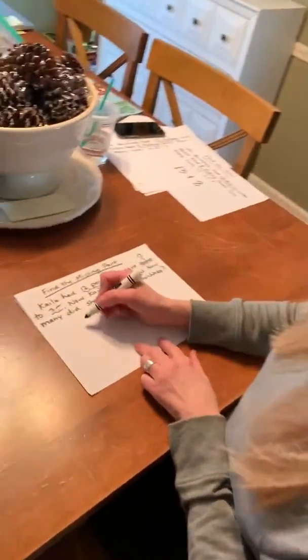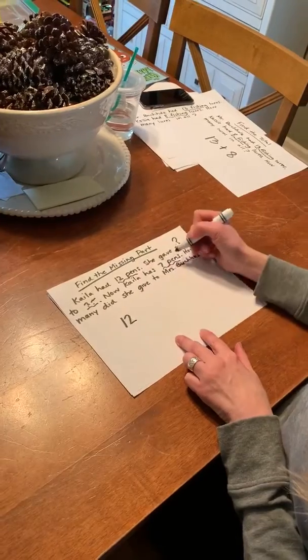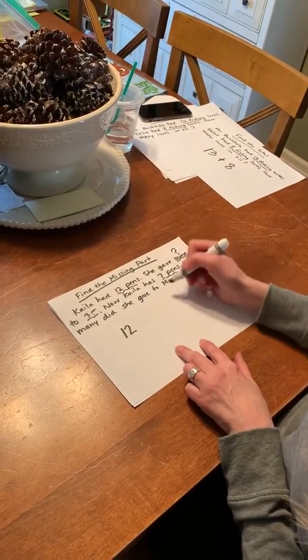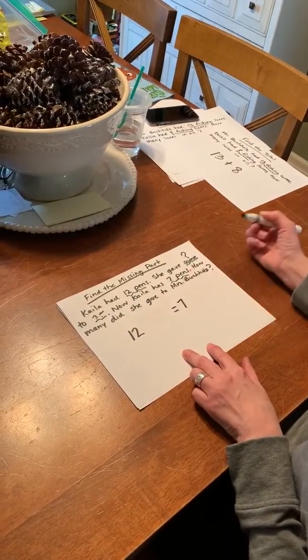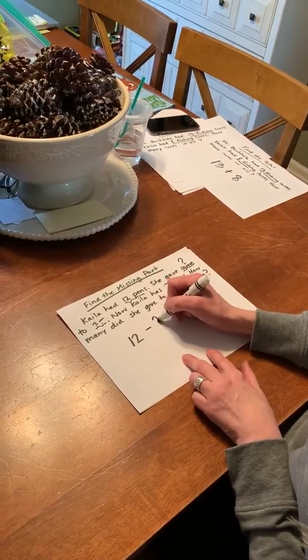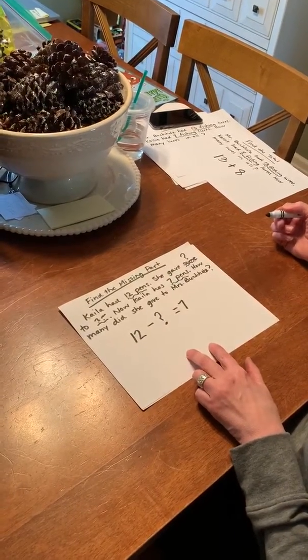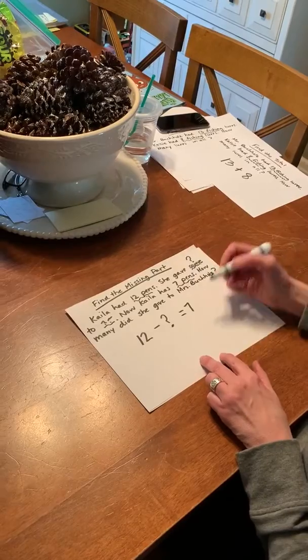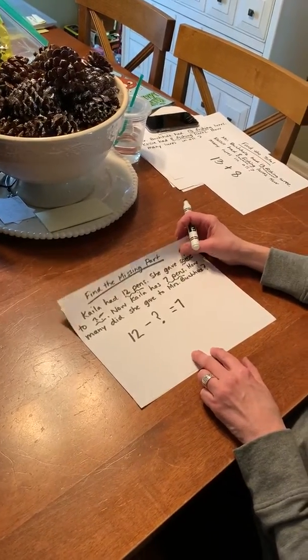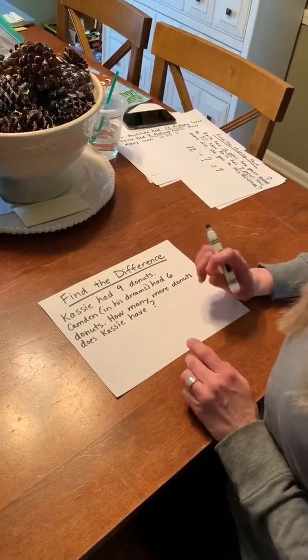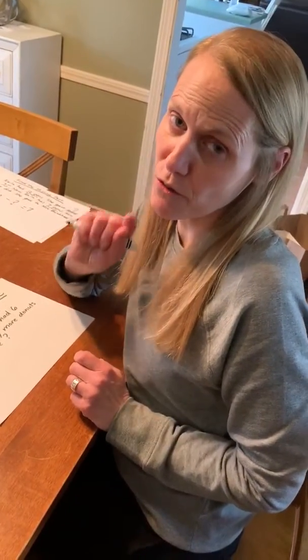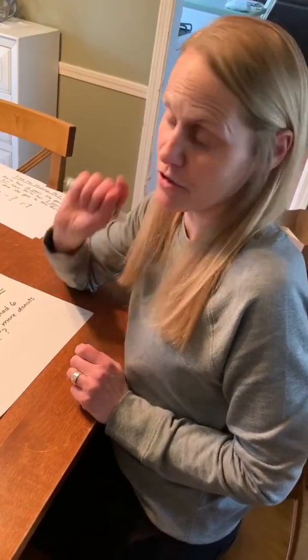So basically, here's Kayla's 12 pens, and now she has 7. So I know now her total is 7. How many did she give to Mrs. Buckles? How many did she give away? So that's what you have to figure out on this one. And remember, guys, when you're solving problems, your math picture is your best friend. Always use the math picture.